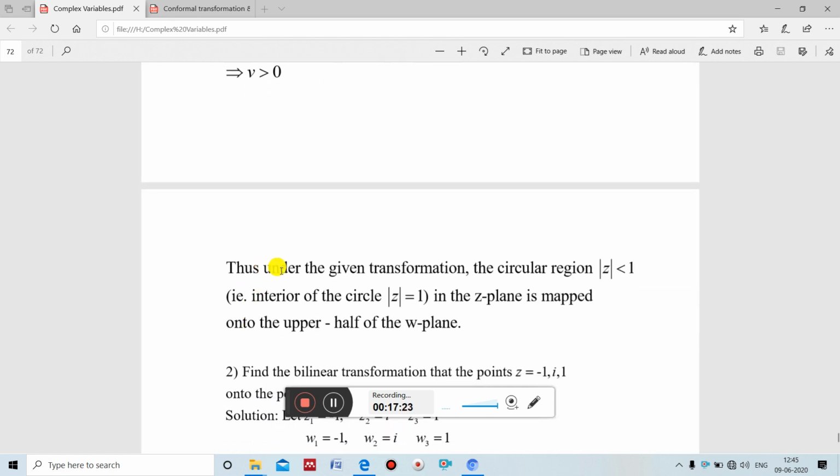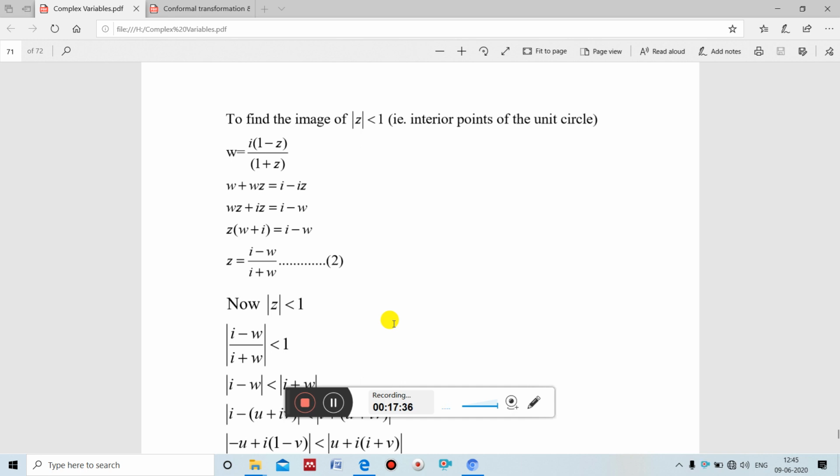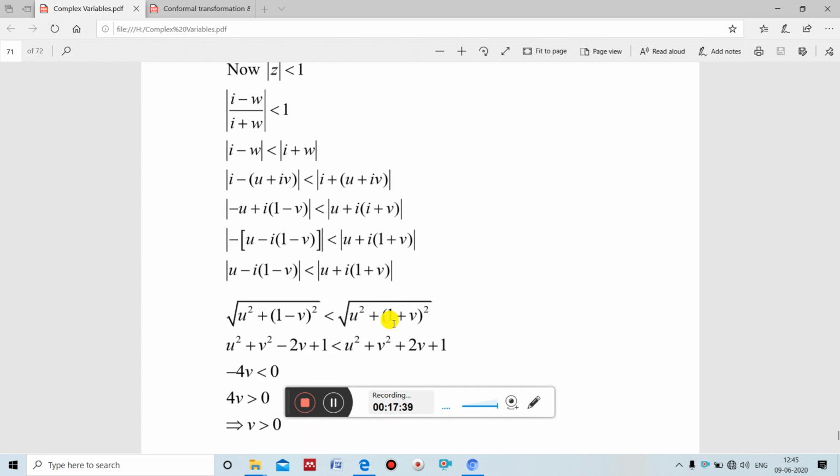Thus under the given transformation the circular region mod of z is less than 1 in the z plane is mapped onto the upper half of the w plane. Means if they have given mod of z is less than 1 in a question, simply do the procedure like this. Z means you convert the given bilinear transform in terms of z, then put w is equal to u plus iv, then calculate this. So this is the procedure to calculate the bilinear transform example.